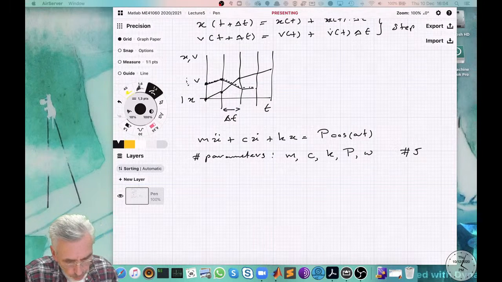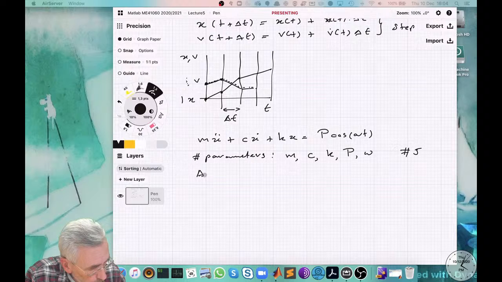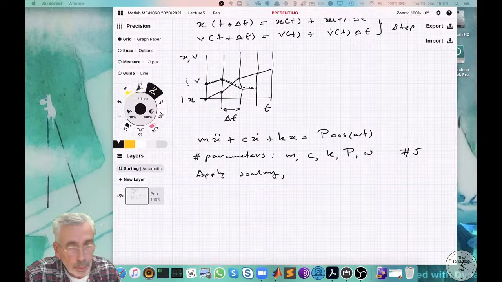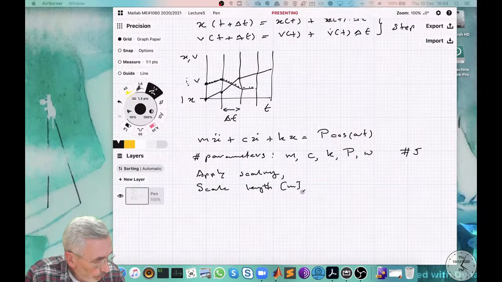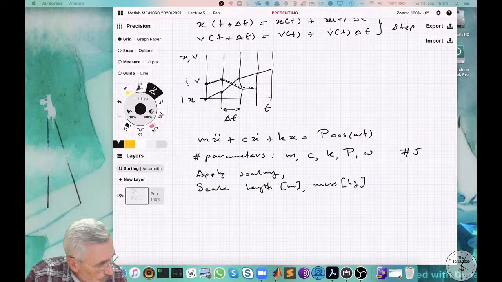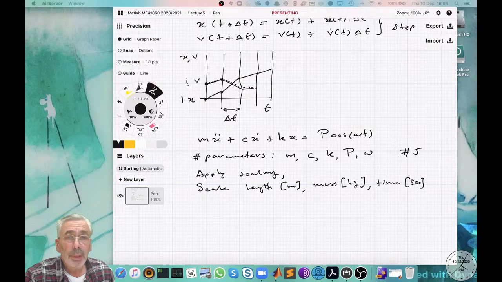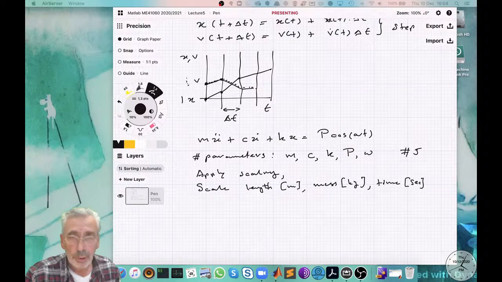But there's a solution. We can apply scaling. So, if we apply scaling, how can we scale? We can scale with length. That's meters. We can scale with mass. That's also a physical constant here, kilogram. And we can scale with time, in our case, seconds. So we have 3 scaling variables, meaning that we can get rid of 3 physical constants if we scale everything with respect to some value.